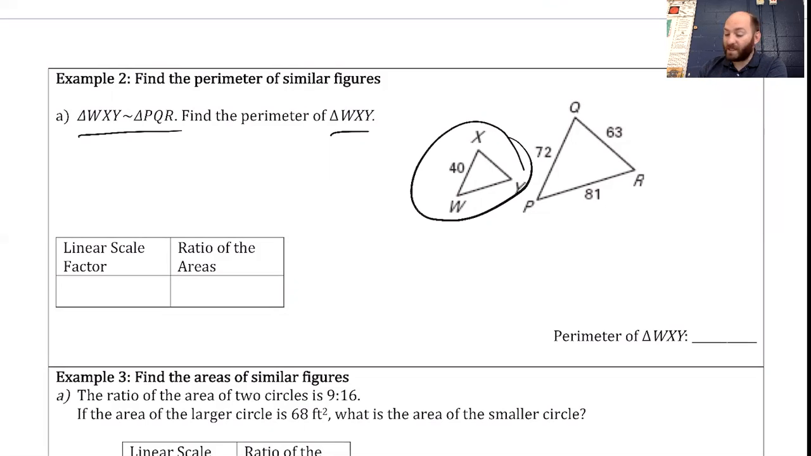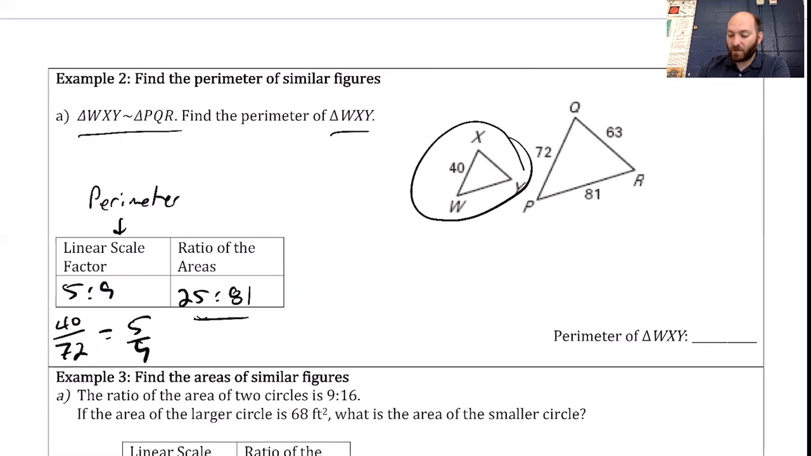So I'm instead going to start off with the linear scale factor. That's going to compare 40 over 72. If I reduce that, I get 5 over 9. So my linear scale factor is 5 to 9. My areas, if I square that, that's 25 and 81. Now in this problem, I actually don't need this, but it's a good habit to identify the ratio of the areas. Now my linear and perimeter are the same ratios.